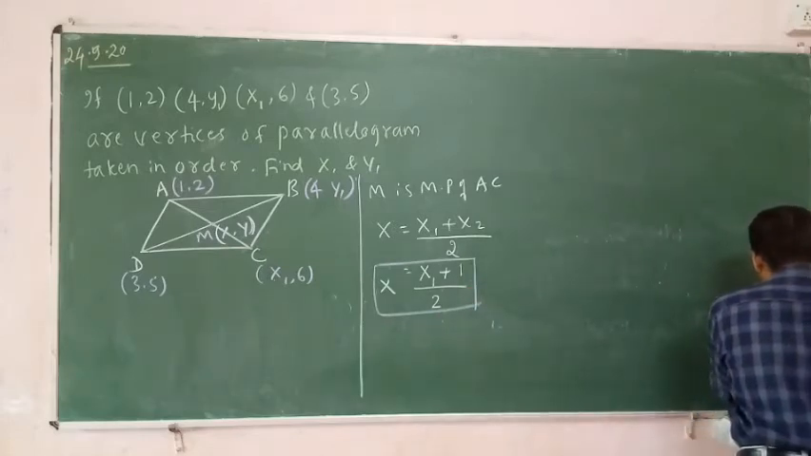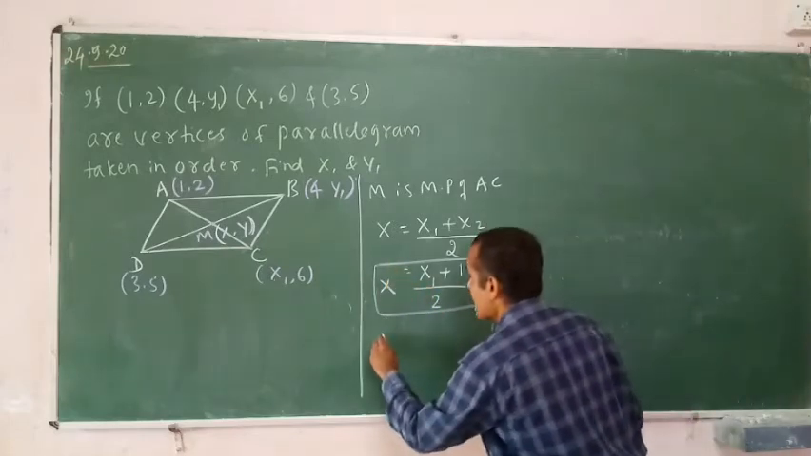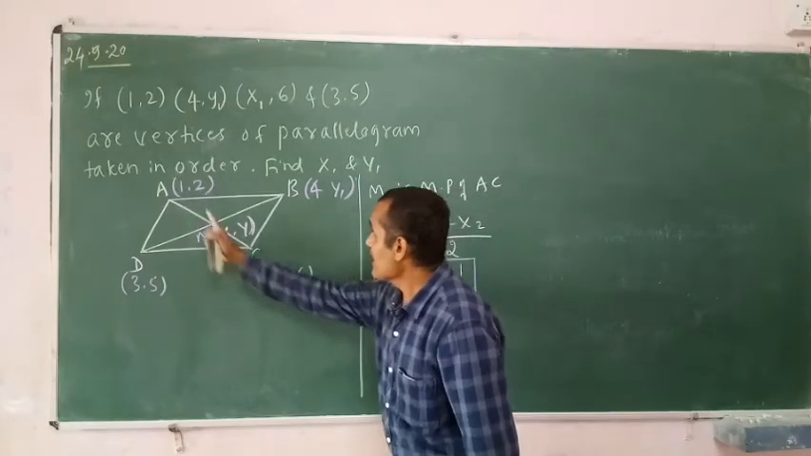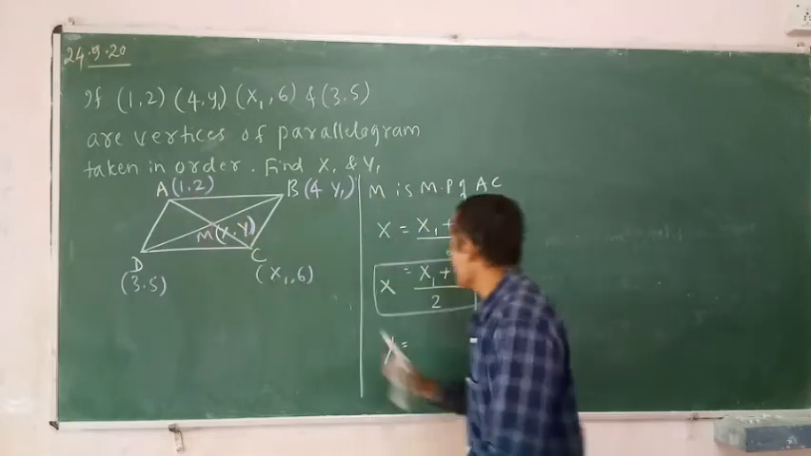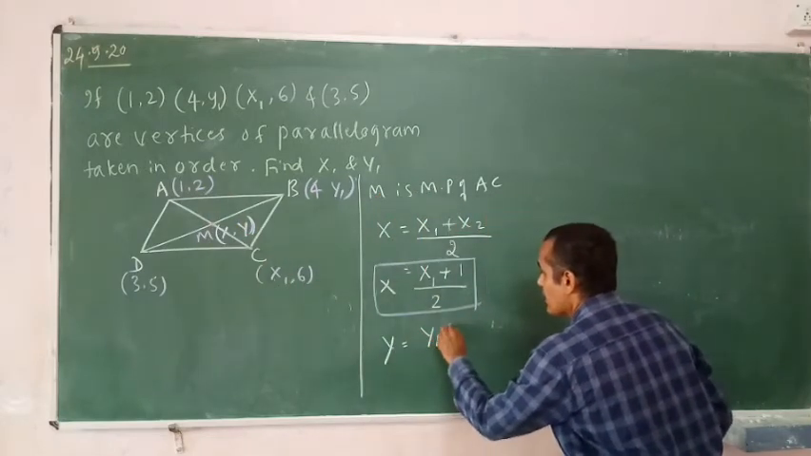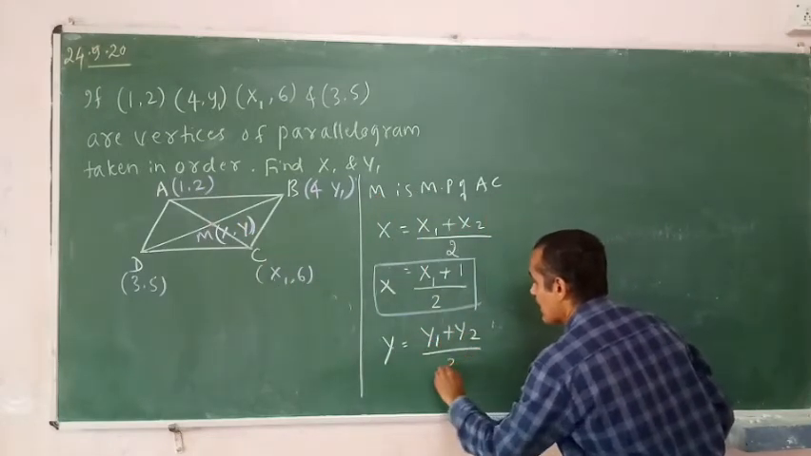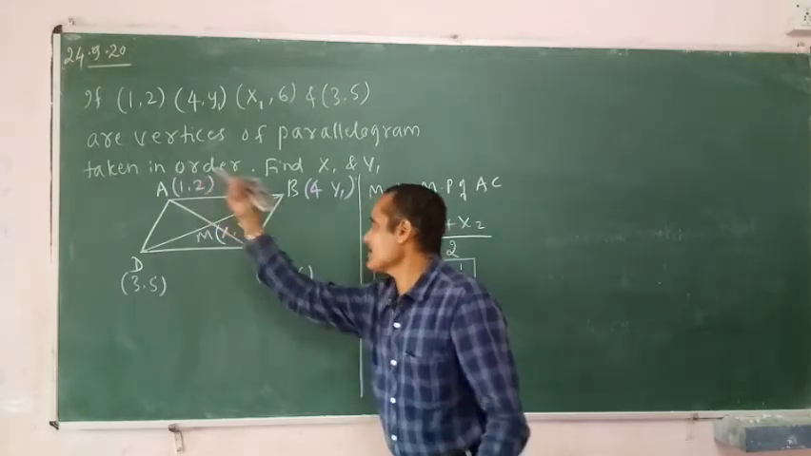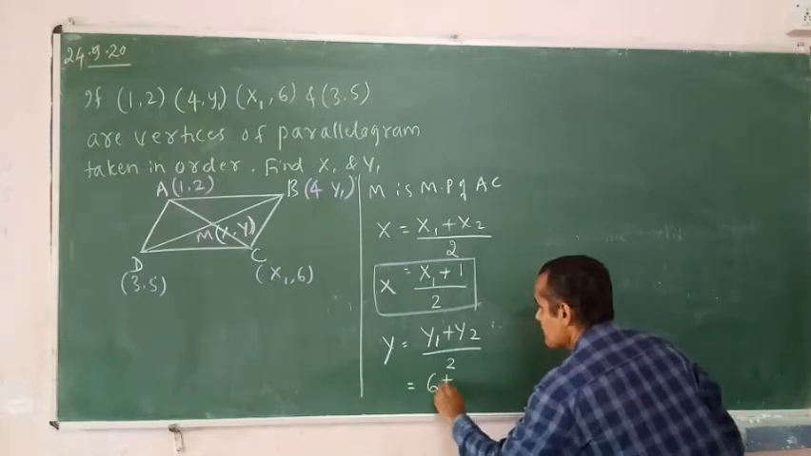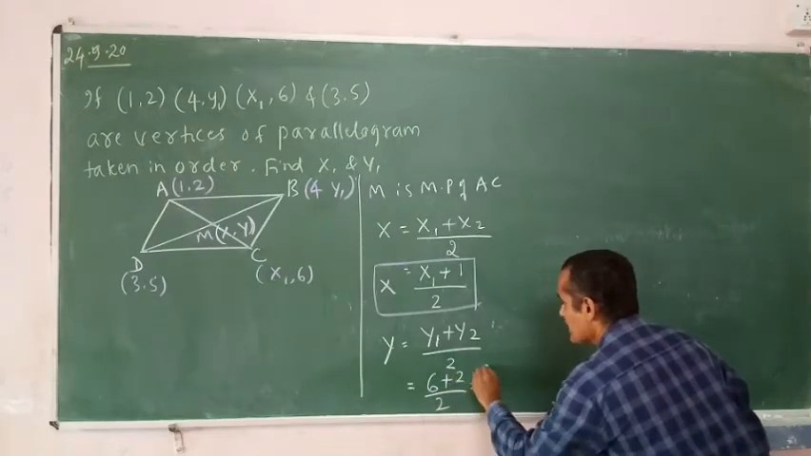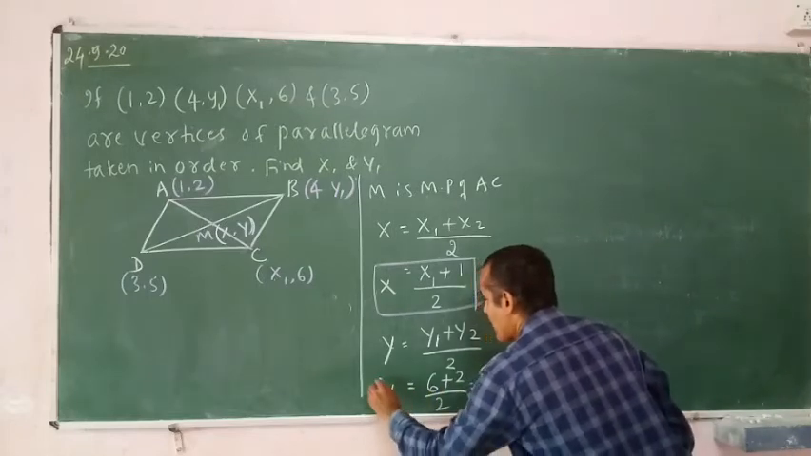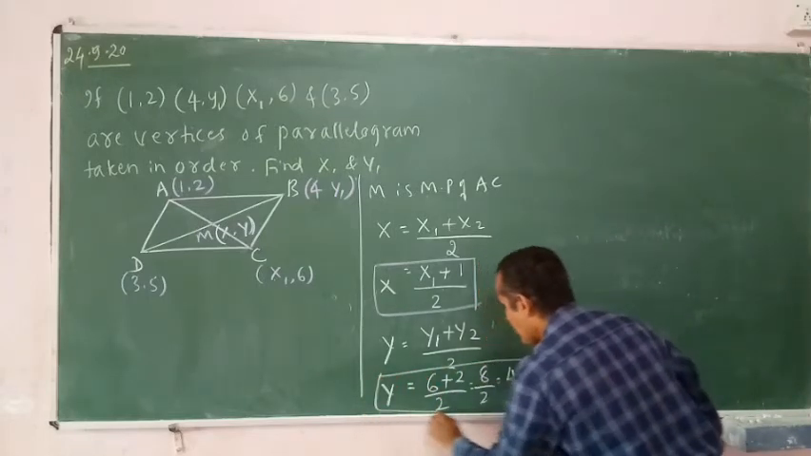What I can write further? I can say y is equal to y1 plus y2 divided by 2. Nothing but, you can say it anyway, it is 2 plus 6 or 6 plus 2, no difference. 6 plus 2 divided by 2. Nothing but 8 by 2. Answer is 4. That is the value of y.